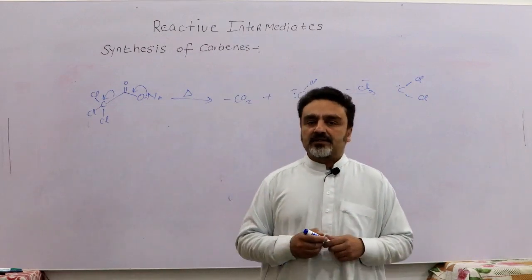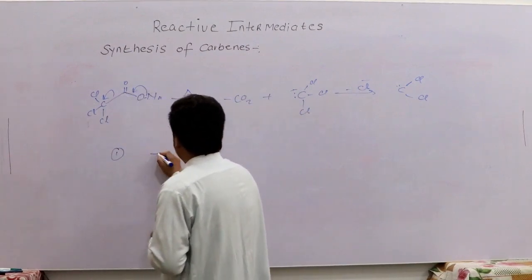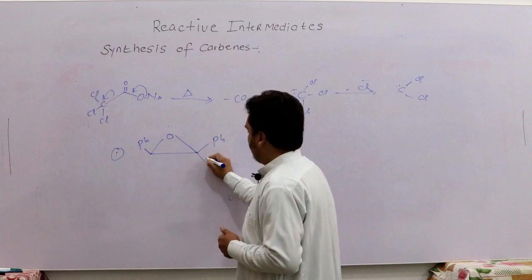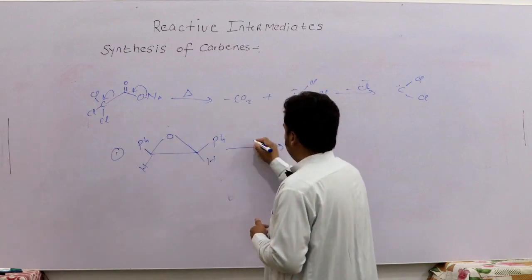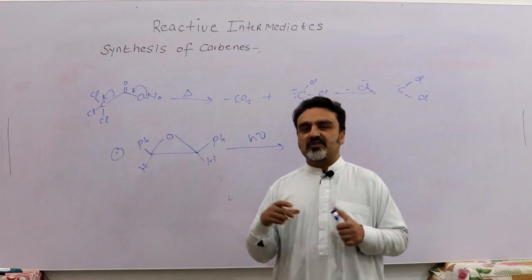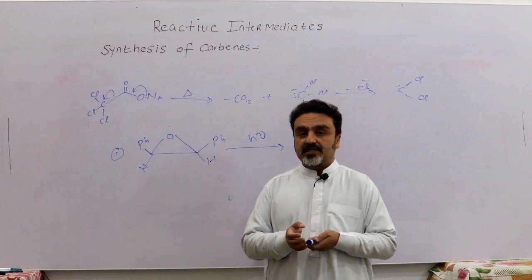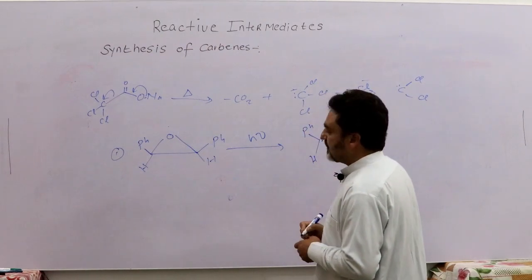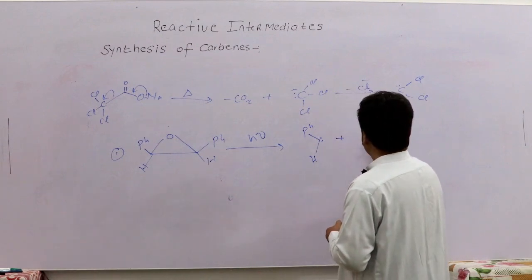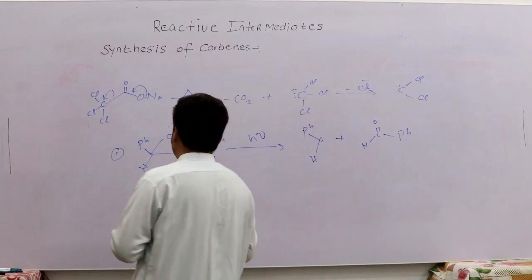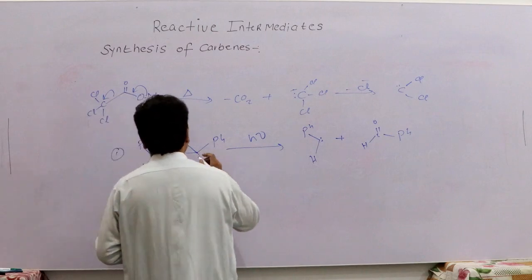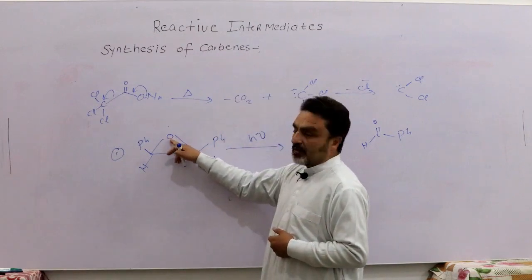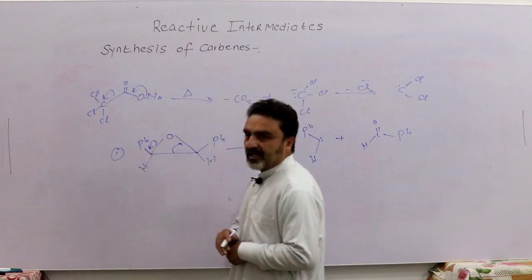The other methods are strained ring methods. Just like this, a three-membered ring is of course a strained ring. Suppose it has two phenyls, it could be cis or trans. If light shines on this molecule, what happens? Again a carbene is produced. This time, which carbene is produced? This phenyl carbene is produced plus an aldehyde. How is it produced? It's a very simple reaction because it's a concerted type of reaction. As you see, this bond breaks, these electrons come there, so this bond becomes double, and this will come to this thing, and a carbene is produced.